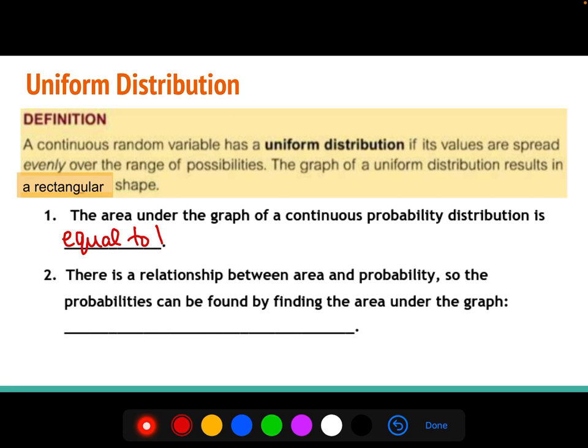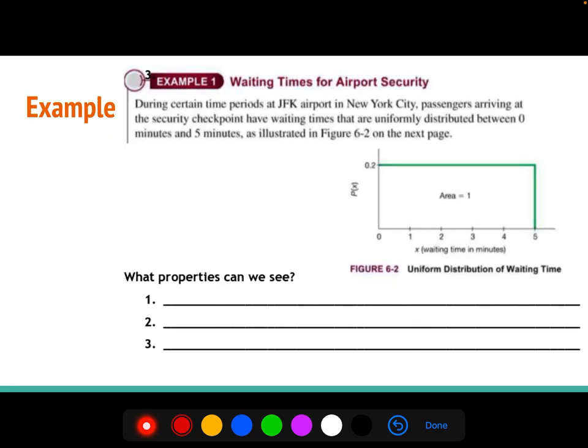There's a relationship between the area and the probability. The probabilities can be found by finding the area under the graph. Remember, if it's rectangular in shape, the area is the height times the width, because it's a rectangle.